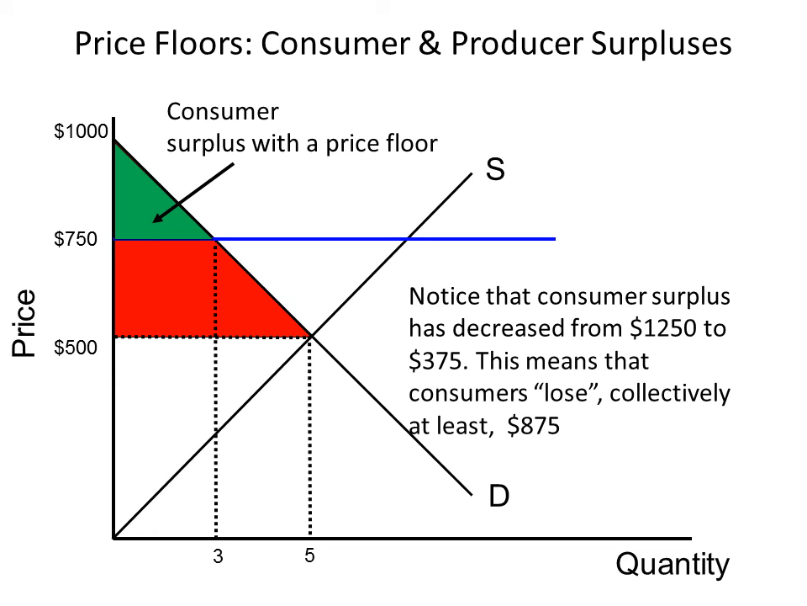Notice how the price floor impacts consumers. A price floor reduces the consumer surplus from the red area to the green area. Numerically, consumers lose the difference between the consumer surplus without the price floor, $1,250, and the consumer surplus with the price floor, or $375, or a total of $875. The real question is, where does the $875 go?